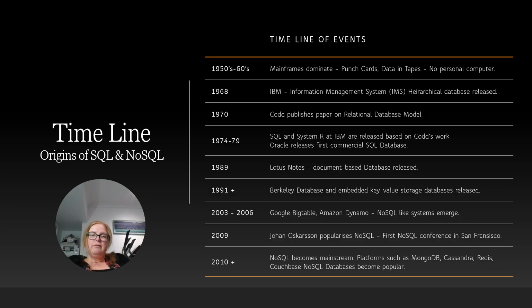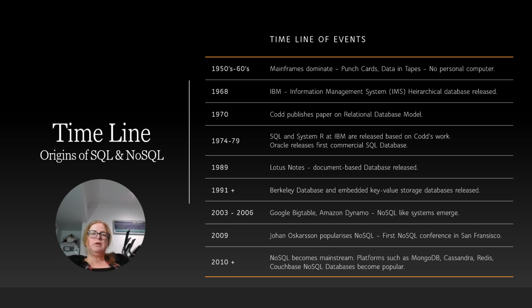So here we have, in the 1950s to 60s, mainframes dominating. There were punch cards, there was data on tapes, but no personal computer. In 1968, IBM invented the Information Management System, but it was a hierarchical database system. So it had a parent with children. And so you had to know with pointers exactly the structure of the database and what the parent name and structure was. Otherwise, you wouldn't be able to find the information.